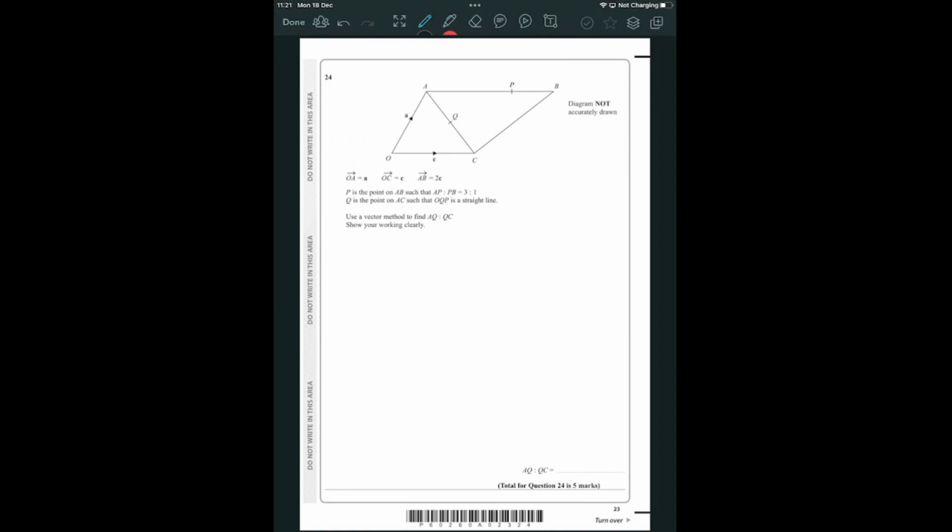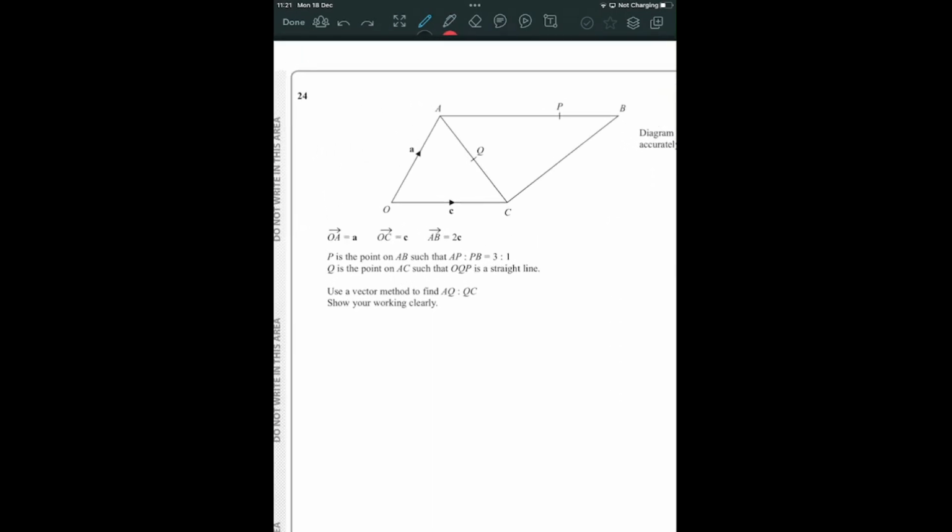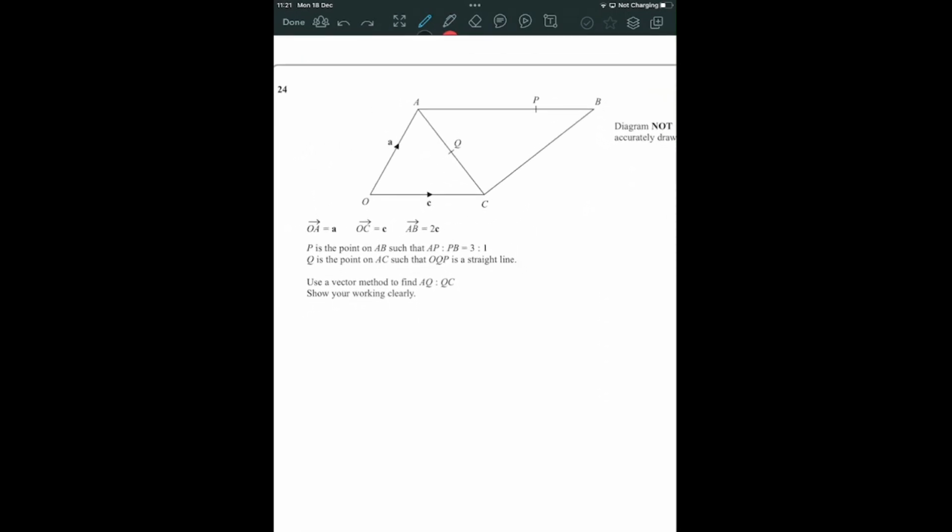We must be getting close to the end. We haven't seen the end of questions yet at the bottom, so I'm presuming we've got one more after this. This is our vectors question. OA is a, OC is c, AB is also 2c. So I'll label that onto my picture as well. P is on the point in the ratio of 3 to 1. Q is on the point such that OQP is a straight line. Okay? Use a vector method to find that stuff.